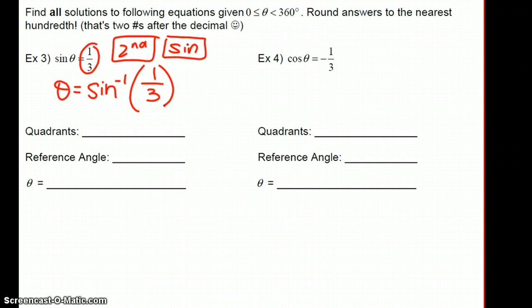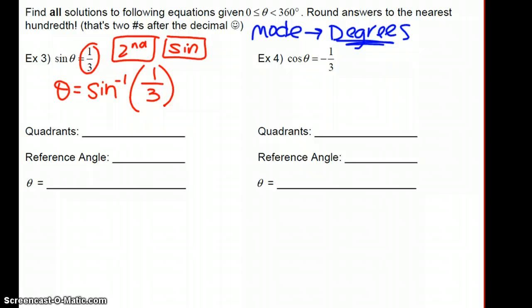So on your calculator, also make sure you are in degree mode. Your mode is one of the top buttons. Make sure degrees is highlighted, not radians. If it's not, go over and highlight degrees, or all these answers are going to be thrown out.